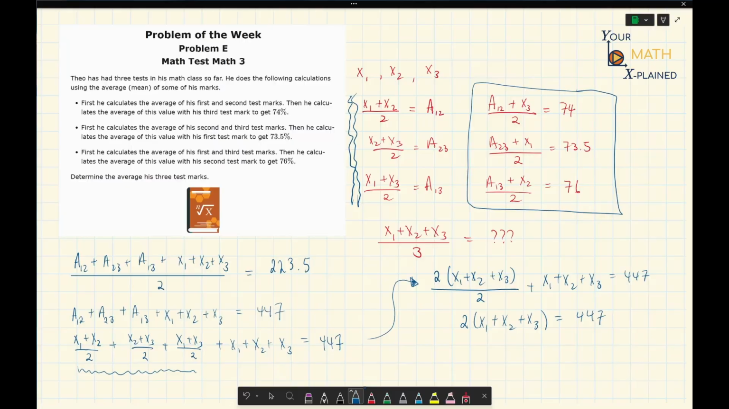And since our goal is to get x1 plus x2 plus x3 divided by 3, I can accomplish that by dividing everything by 6. So I'll get x1 plus x2 plus x3 over 3. And on the right side, 447 divided by 6 is going to give us 74.5%. And that would be the average of his 3 test marks.